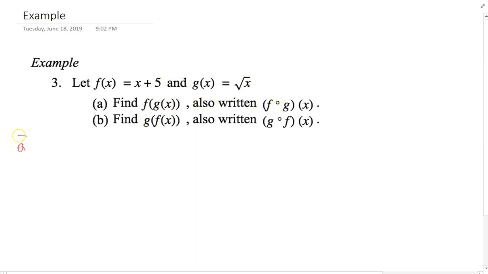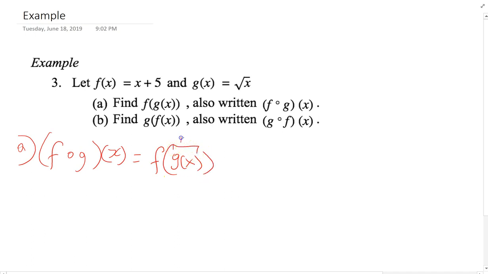So f of g of x, or f g of x, people might call it fog x, equals f of the g of x. That means g of x is what we call our inside function. Inside, that means we plug g of x, whatever we had for g of x, in for our x, so that would be f of radical x. And the f of x was x plus 5.